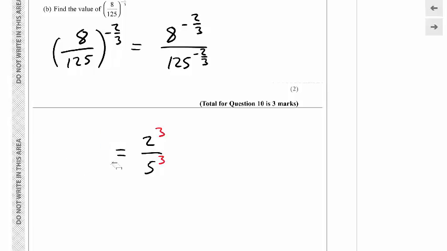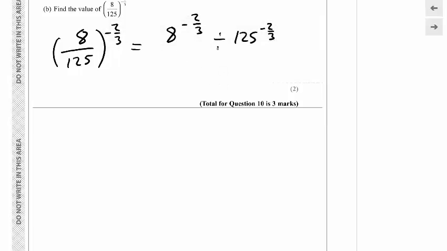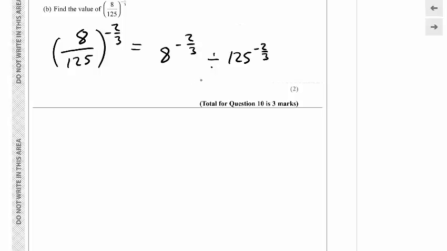Now, you're probably saying, hang on a minute, that looks far worse than what we started with, because we've got more negative 2/3 powers. But just treat this line in between the fraction, the vinculum, as what it really means: division. So I'm actually just going to rewrite this fraction as 8 to the power of negative 2/3 divided by 125 to the power of negative 2/3. So that's just the same as that. Now that's looking a little bit more like something we can handle, right?